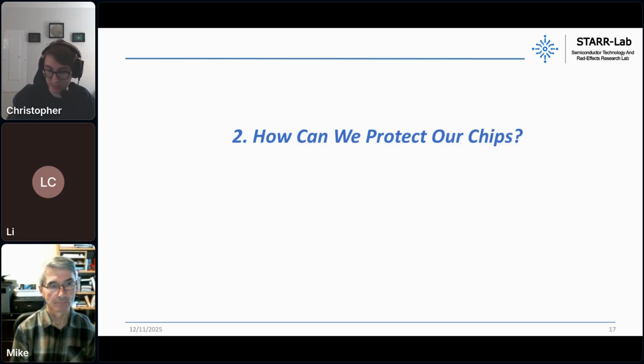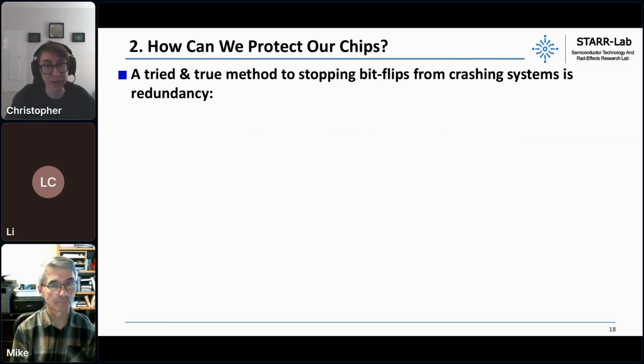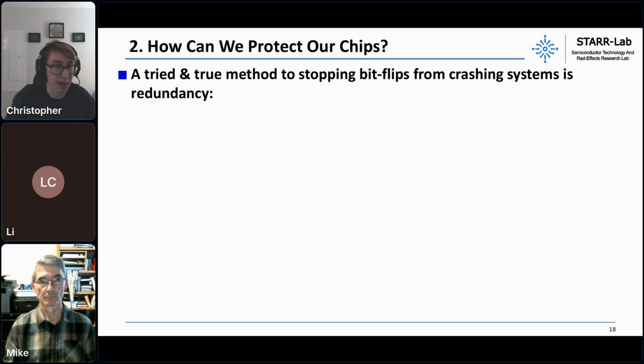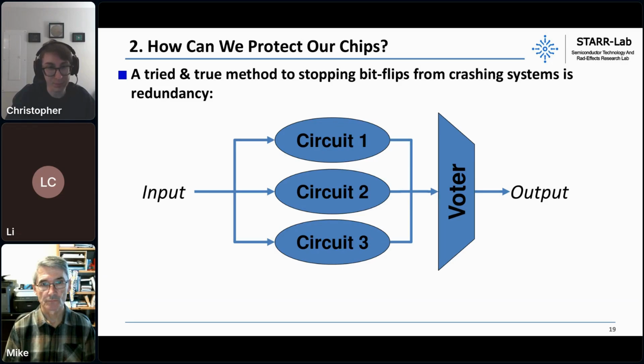So moving on here, just a bit more background on, well, what can we do to prevent these events from occurring? There's a really tried and true method that a lot of industry still uses today to prevent systems from crashing, and that's to use redundancy in some form. Probably one of the most common ones, you may have seen this before, is triple modular redundancy.